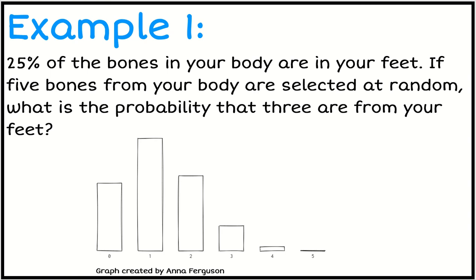So let's look at this example. We're told 25% of the bones in our body are in our feet. If 5 of those bones are selected, what is the chance that 3 of them are from our feet? I can immediately recognize this is a binomial distribution because I've got this probability of success of 0.25. If it was a rate, I'd use the Poisson. If it was other information, I would use normal, rectangular or triangular. We're told 5 bones are chosen at random, so that's our number of trials or our sample size.